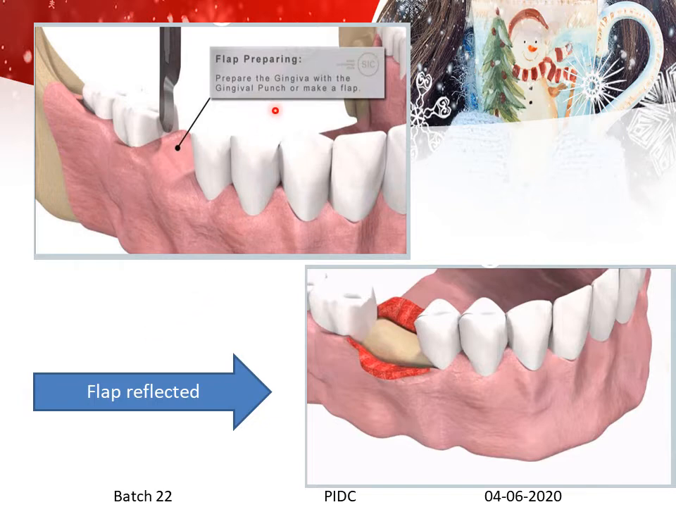So at the very start, once you have planned for a surgical procedure, start going in for the flap preparation. You're going to prepare the gingiva with the help of a gingival punch or make a flap. Generally I prefer making a flap so that I can open the area very well, reflect the flap very well, see how my bone is, and then go on with my procedure.